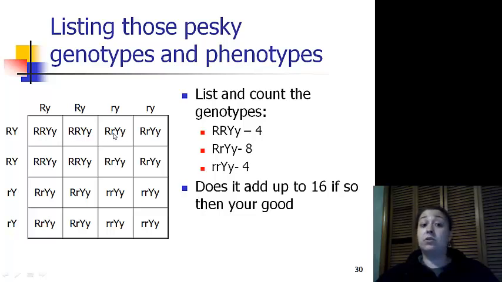Then we have a big R, big Y, little y. And we see 1, 2, 3, 4, 5, 6, 7, 8. So we have 8 of those. Then we have a little r, big Y, little y. And that's again going to be 4. Does it add up to 16? Yes, it does. So we've hit all the boxes.